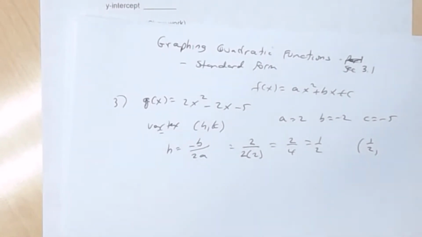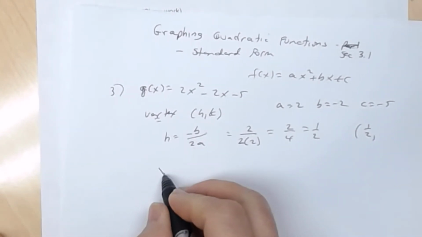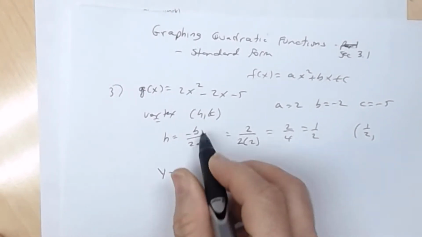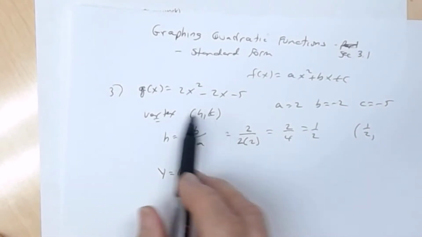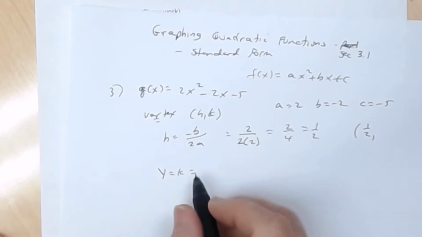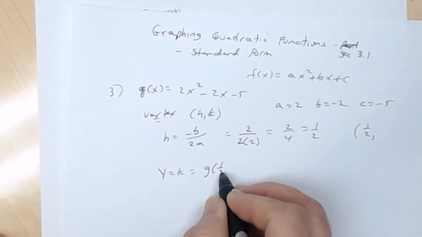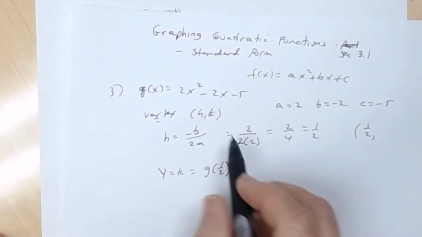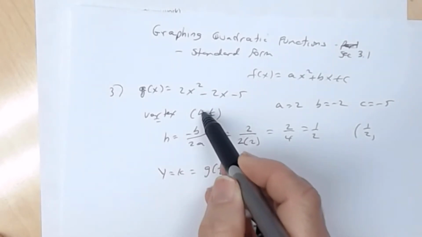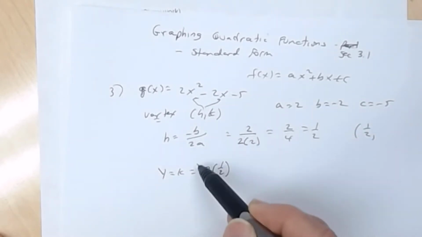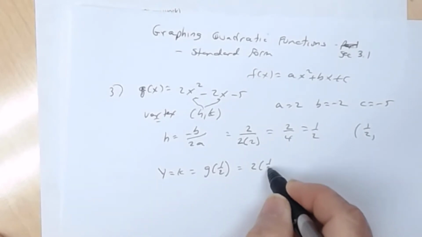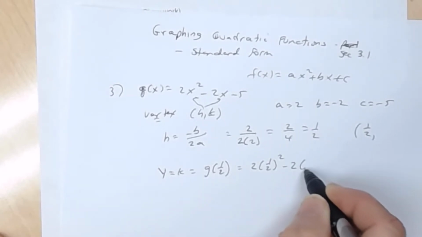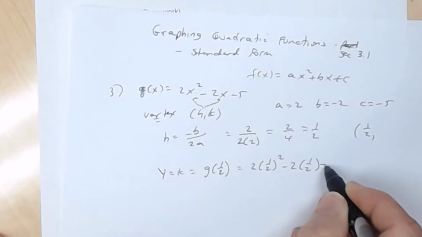So that's the x-coordinate of the vertex. So far, my vertex is 1/2. Now we have to find the y-coordinate, which is k in this case. To find that, you're going to find g of 1/2. Where we see the variable x, you substitute what we found for h, which is 1/2. So you get 2 times a half squared minus 2 times a half, and then minus 5.